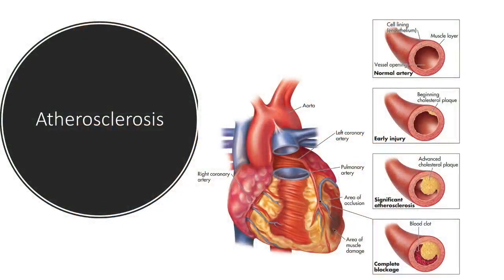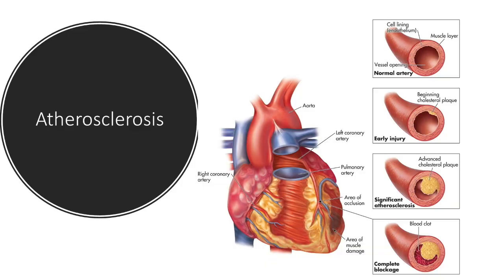Another big word is atherosclerosis, which means hardening of the artery due to buildup of cholesterol or plaque inside the blood vessels. On the right side of the screen, the top panel says normal artery. You can see the normal arteries are usually thin and flexible. There is no plaque buildup inside them. So they allow unrestricted flow of blood to the organ they supply. If the organ is the heart, then those are the coronary arteries that supply the heart itself.